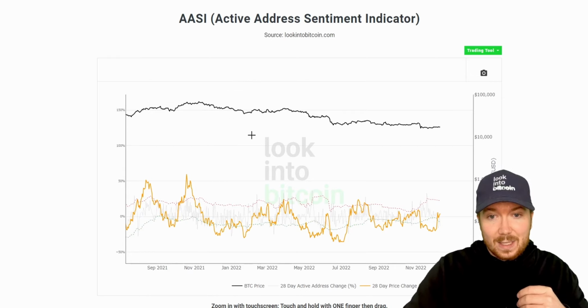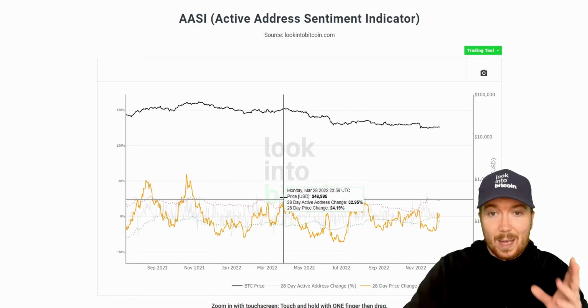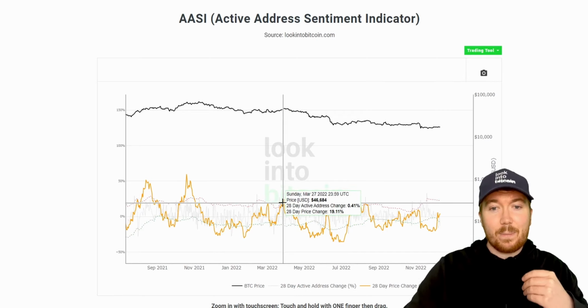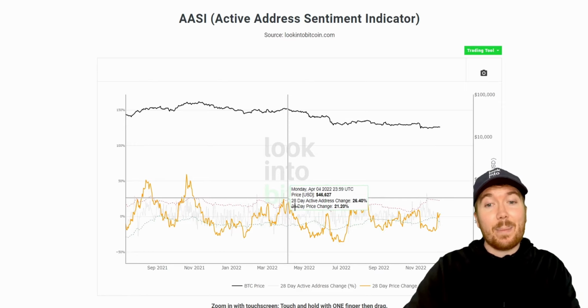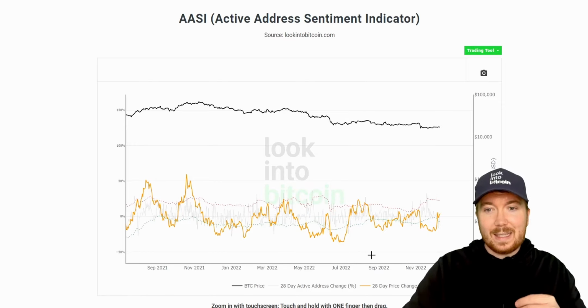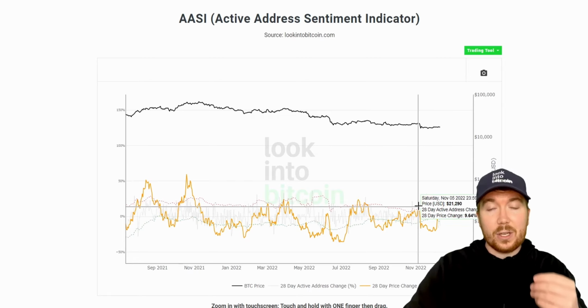And again, if we just did this multiple times during this bear market we've had here, every time this 28-day price change crossed above this upper red band and dipped back beneath it, this was a great opportunity to take a short position on Bitcoin's price.